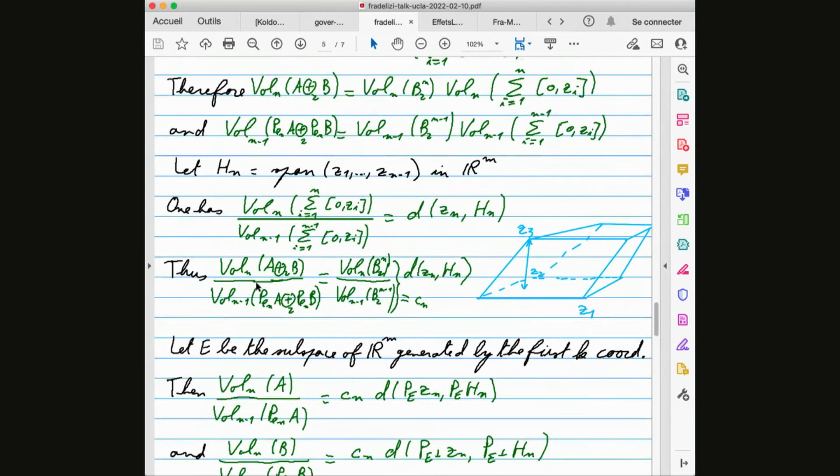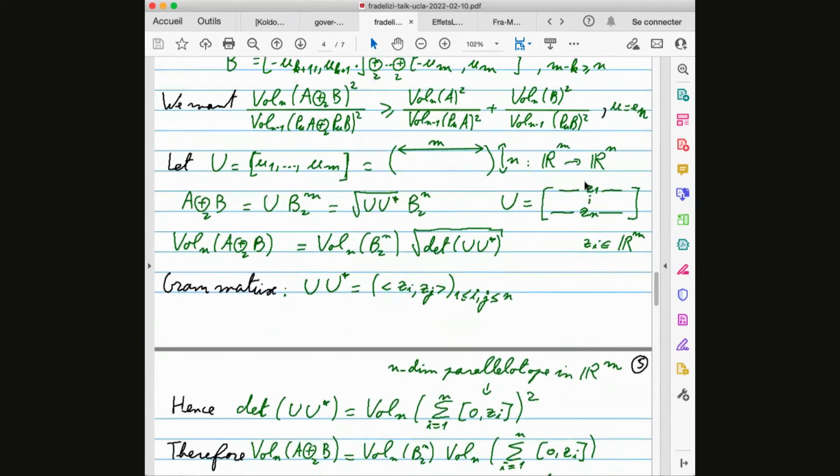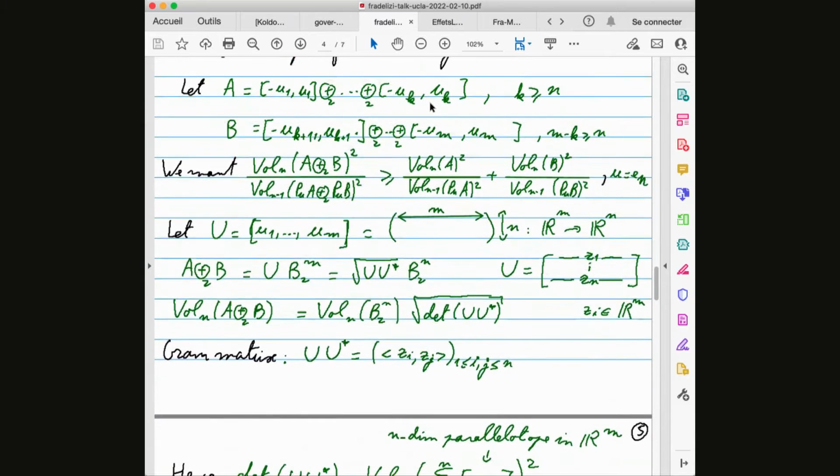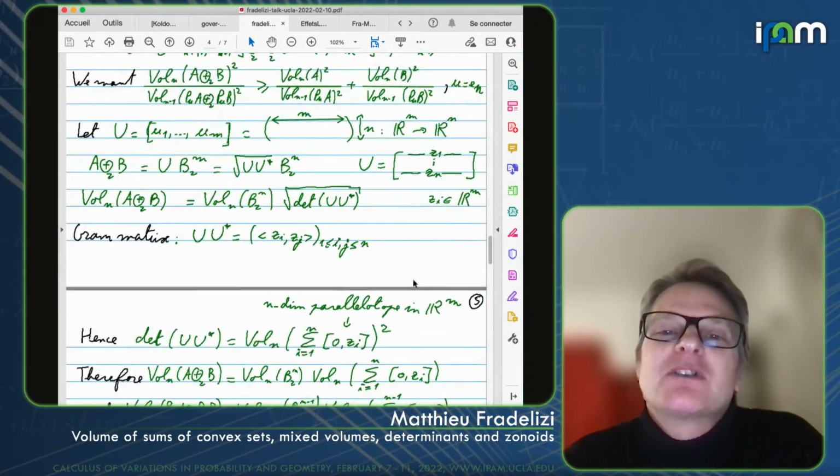So this was true for A plus 2B, but it's the same with A and the same with B. So with A and B, I recall, what was it? I come back a bit, sorry. A and B were the same as A plus B, except that A is the first K columns of U, and the last ones are B. This is how A and B are built. So you can see it as projections.